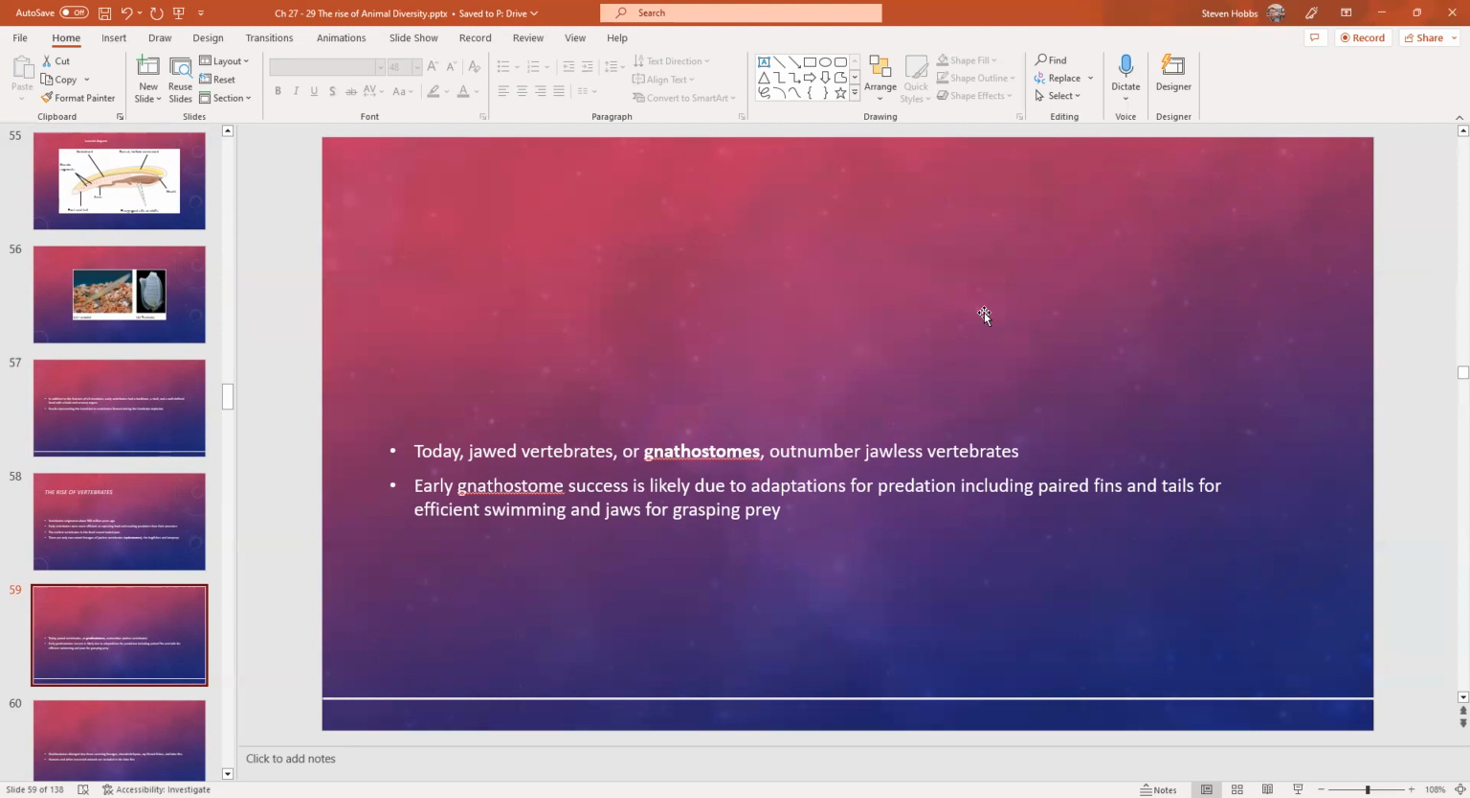The jaws then grasp onto the prey or take out chunks from the prey. You don't necessarily have to kill it or eat it all in one bite. You can take out chunks, but they can't chew it yet.